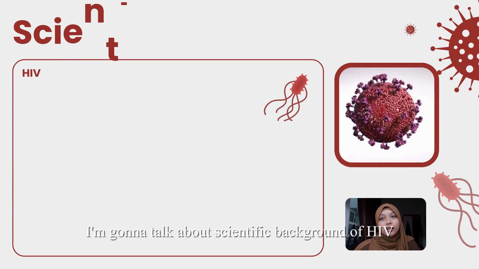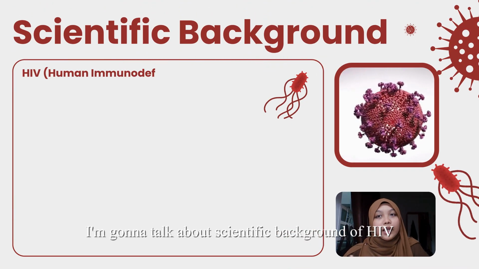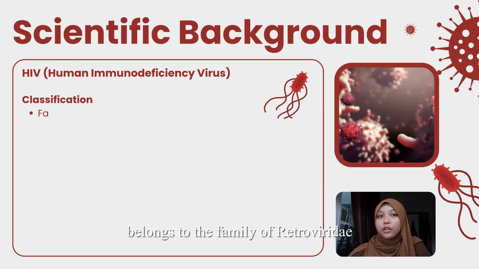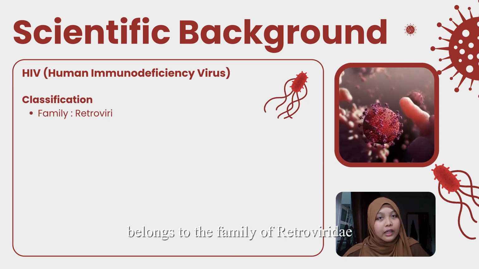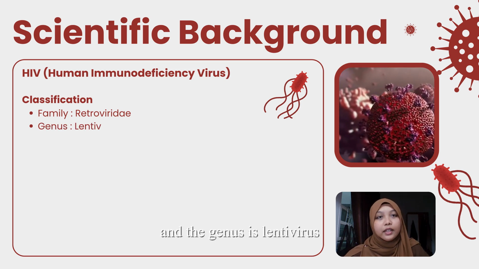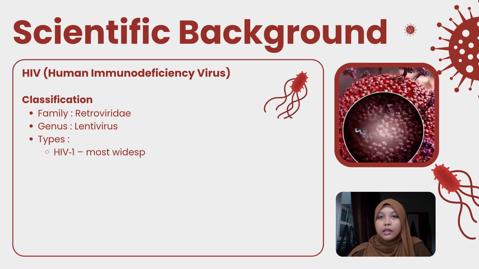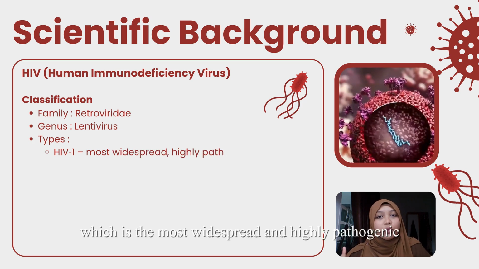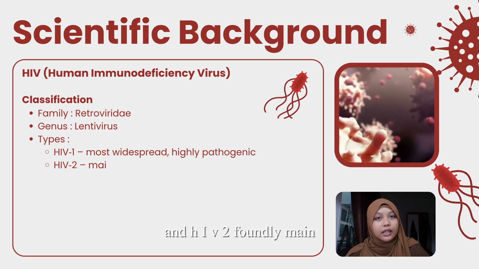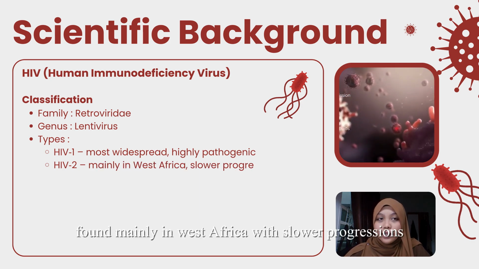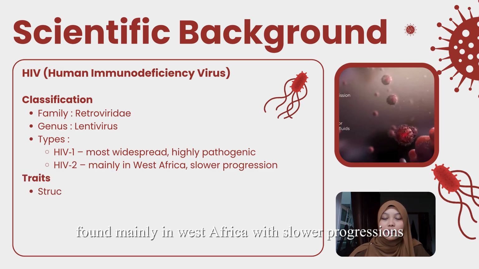And now I'm going to talk about the scientific background of HIV. HIV, or Human Immunodeficiency Virus, belongs to the family Retroviridae, and the genus is Lentivirus. There are two main types of HIV: HIV-1, which is the most widespread and highly pathogenic, and HIV-2, found mainly in West Africa with slower progression.